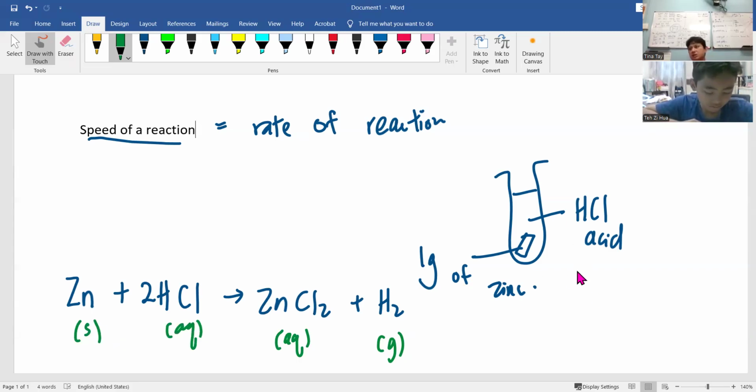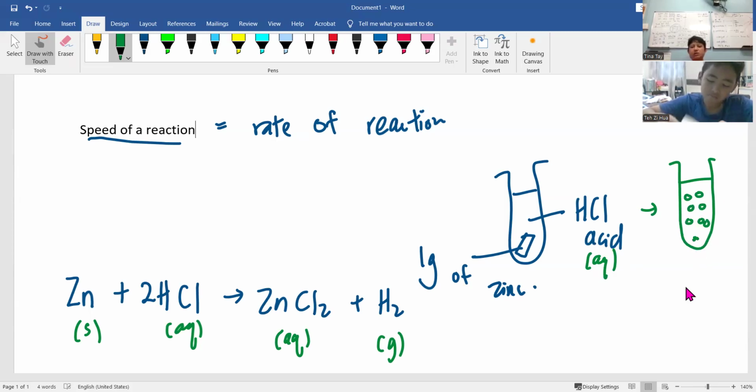So what you see initially is first an aqueous solution, then you see a piece of solid. When you put it inside, you will have bubbling. The bubbling is the hydrogen gas and the zinc will eventually dissolve. Okay? All right.